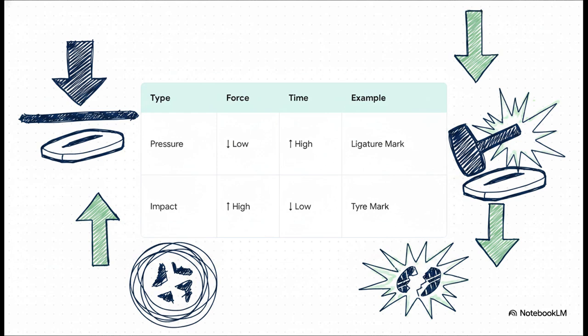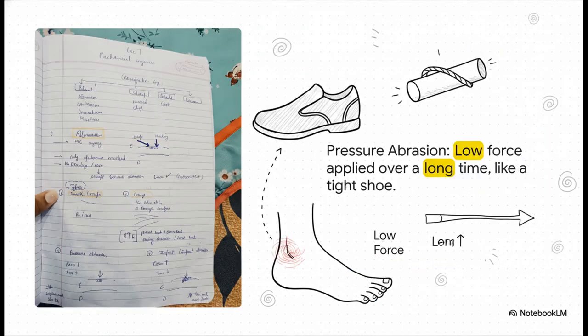Totally different stories. Let's take a closer look at the pressure abrasion. You can see the force is low, but the time is high. Think about a ligature mark, or something way more common, like that spot on your heel from a new shoe that's too tight. That constant, gentle pressure just rubs away at the epidermis and leaves an actual imprint of the object behind.